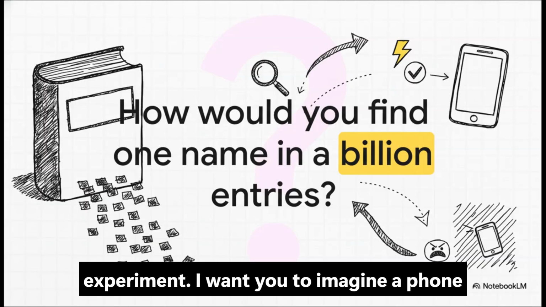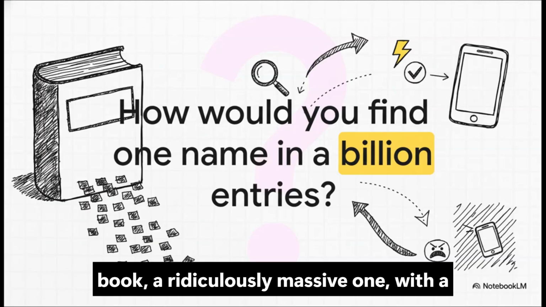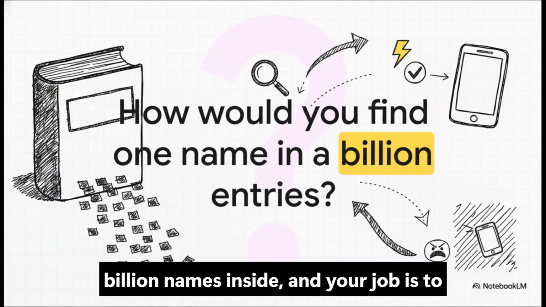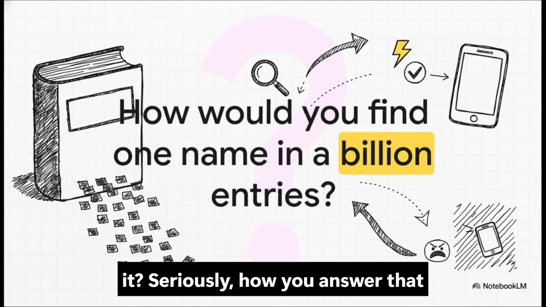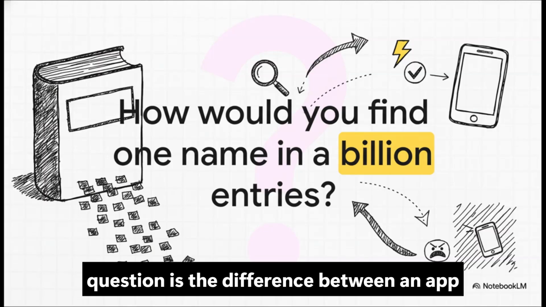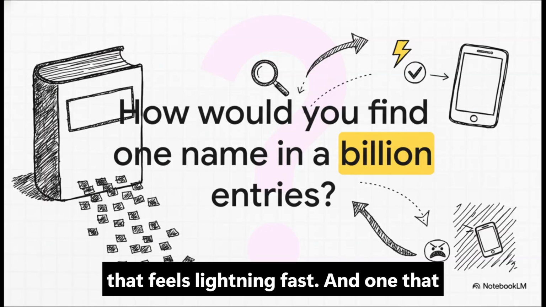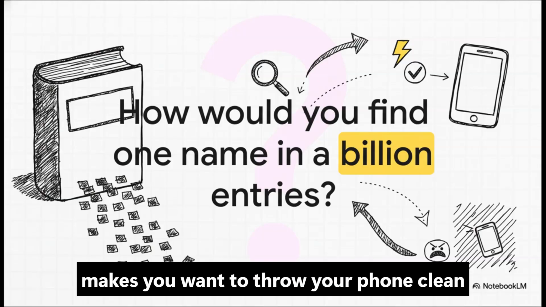To really get our heads around the problem here, let's start with a little thought experiment. I want you to imagine a phone book, a ridiculously massive one with a billion names inside, and your job is to find just one of them. How would you do it? Seriously, how you answer that question is the difference between an app that feels lightning fast and one that makes you want to throw your phone clean across the room.